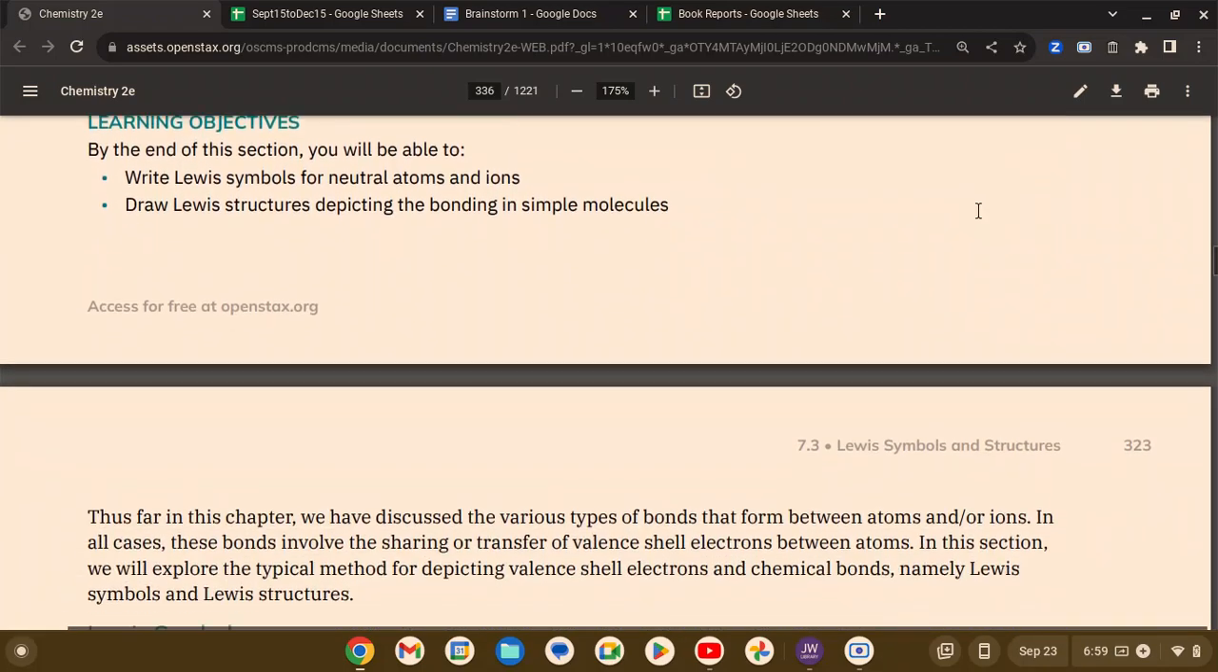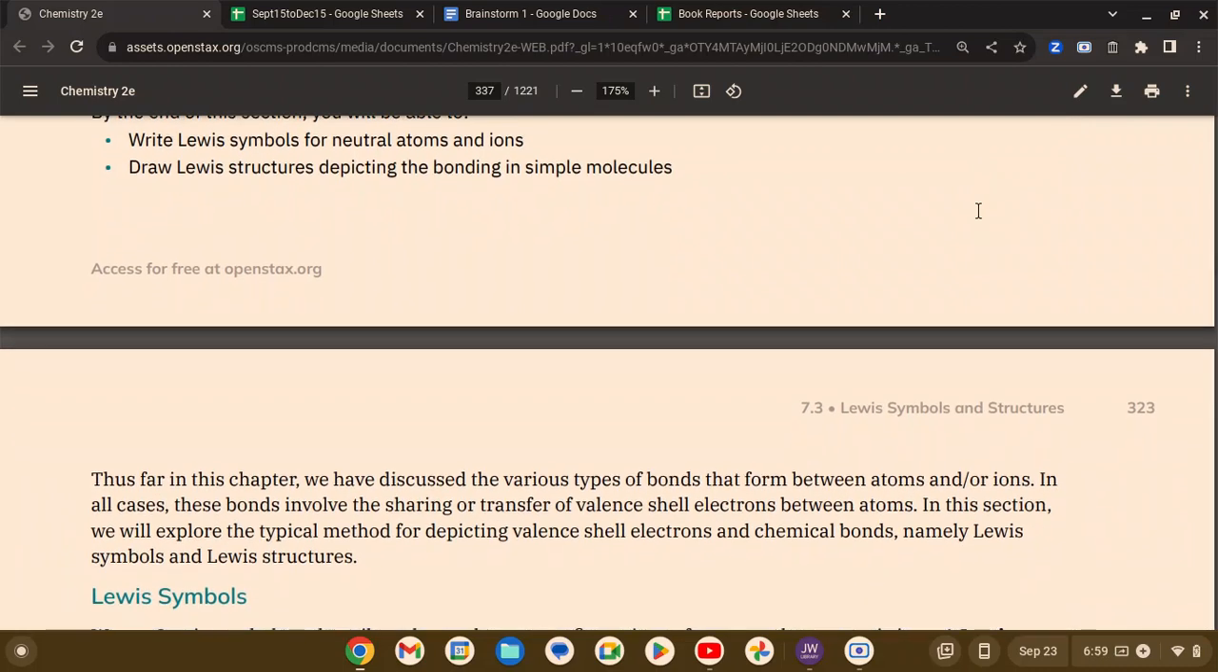7.3. Lewis symbols and structures. Write Lewis symbols for neutral atoms and ions. Draw Lewis structures depicting the bonding in simple molecules. Thus far in this chapter, we have discussed the various types of bonds that form between atoms and or ions. In all cases, these bonds involve the sharing or transfer of valence shell electrons between atoms. In this section, we will explore the typical method for depicting valence shell electrons and chemical bonds, namely Lewis symbols and Lewis structures.